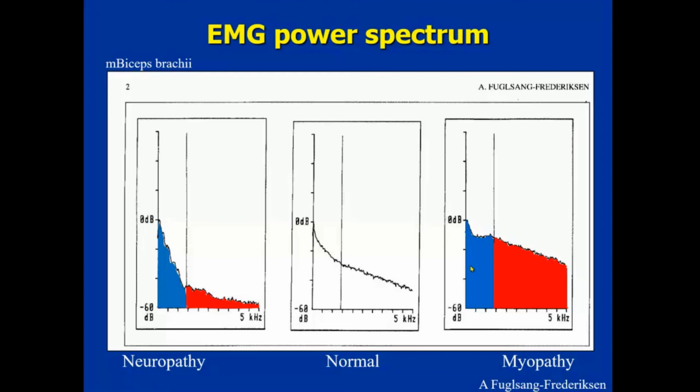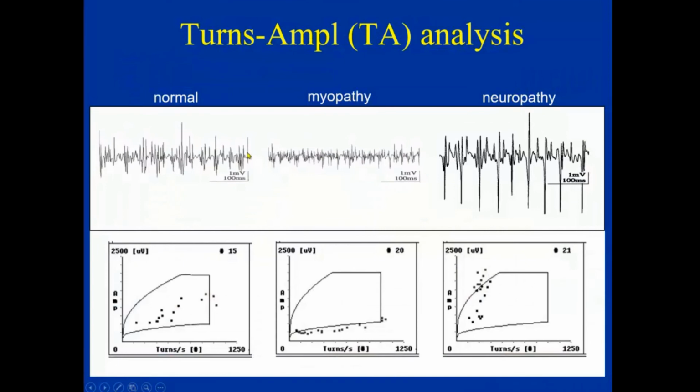Another way to look at the interference pattern was introduced by Willison in the beginning of the 60s, and with our modification it is according to the following. We measure the number of turning points in the signal. For each peak we get a turn, so number of turning points per second. And the other parameter is the amplitude between turning points, the amplitude between one turn and the next turn. And then we can plot the number of turns per second here and the amplitude between turns here.